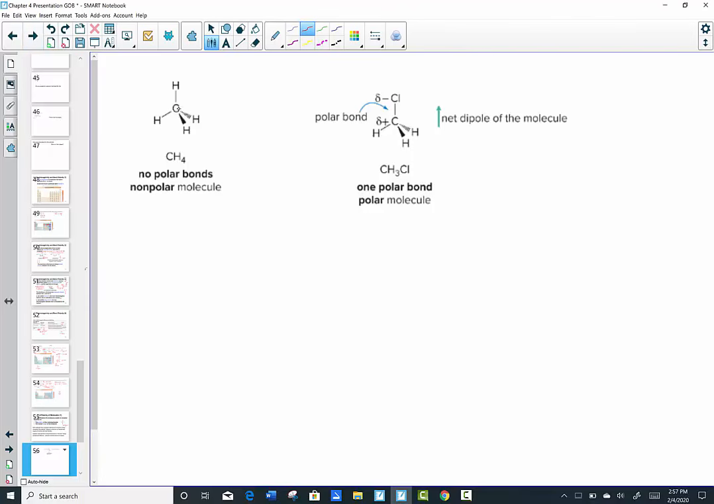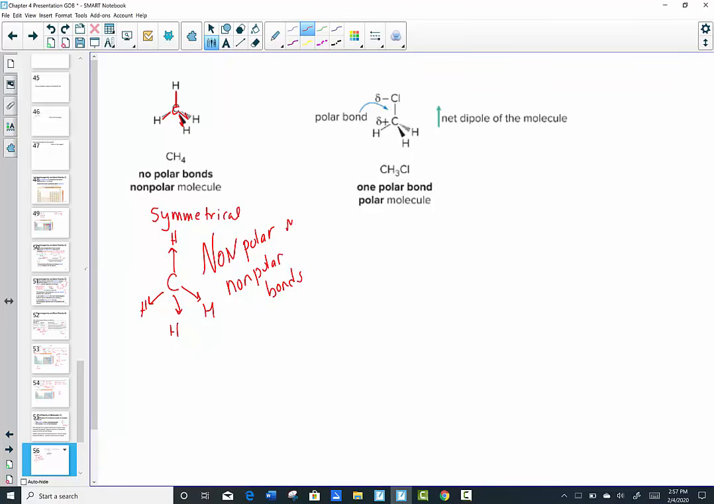So look at what I'm showing. Here's a central atom, and I look up and I look down, I look left, I look right, and they're all the same. This is a perfectly symmetrical molecule. The carbon has 4 domains. Each of those domains are exactly the same, all leading to hydrogen. This would be a nonpolar molecule, and it is also made of nonpolar bonds. C and H are nonpolar bonds. The whole molecule itself has an equal distribution of charge, so it's nonpolar.